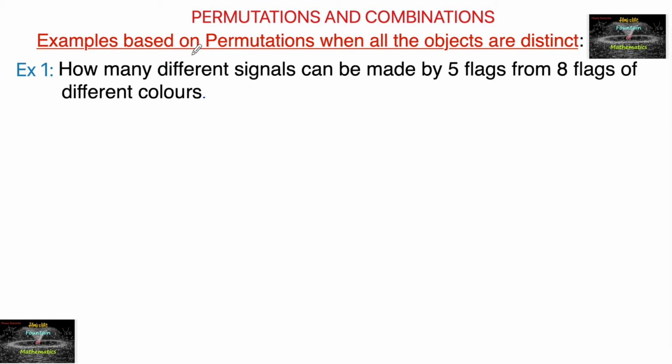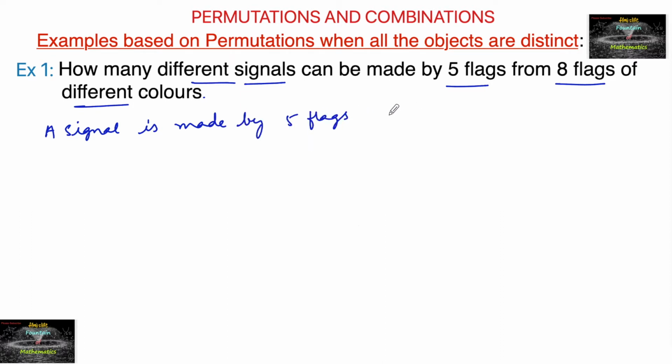Let's see examples based on permutations when all the objects are distinct, that is different. Example 1. How many different signals can be made by 5 flags from 8 flags of different colors? So here a signal is made by 5 flags from 8 flags given of different colors.